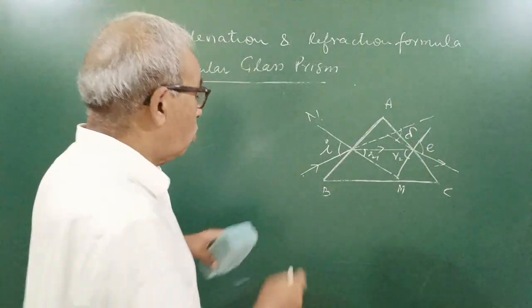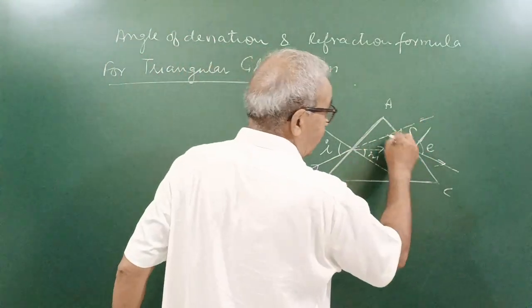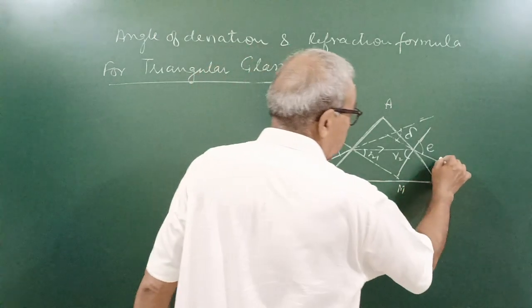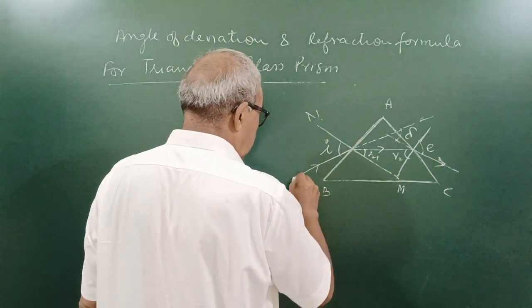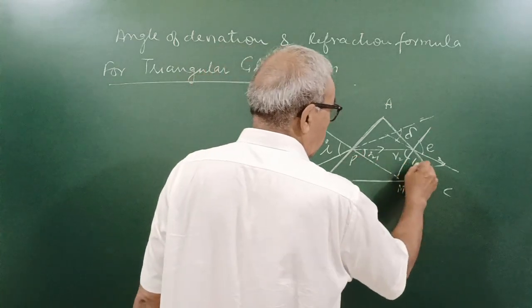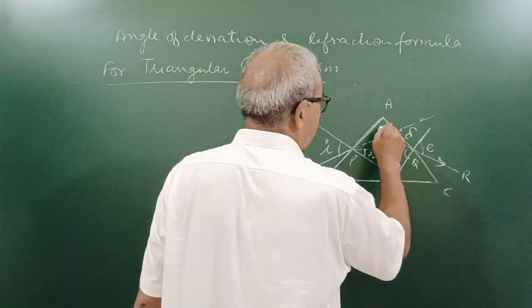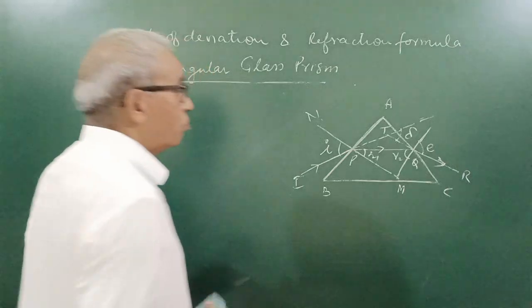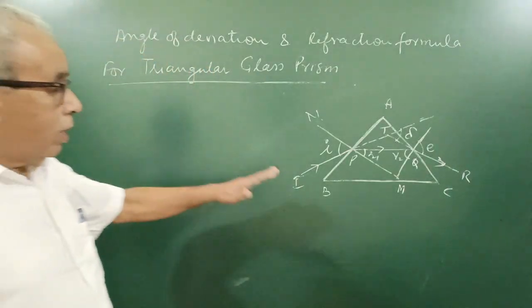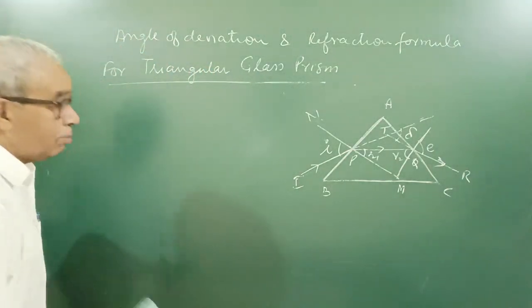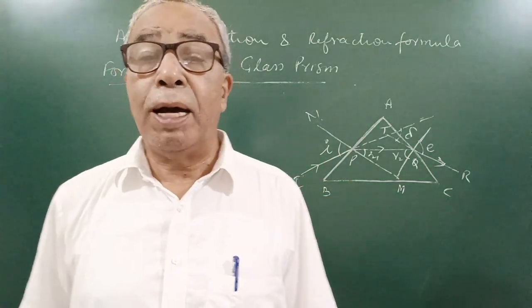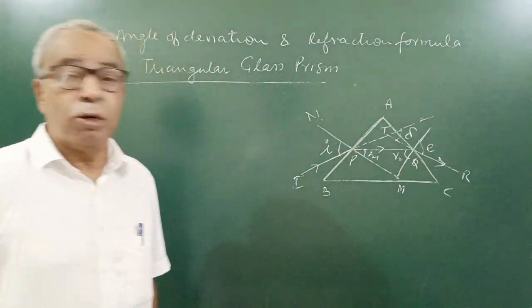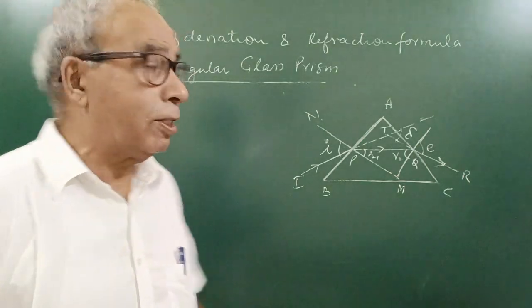Because the ray was going this way and had deviated in this direction. Let me write these names: P, Q and R. Let this point be T. So here this is important. Sometimes only this diagram is asked to draw the path of a monochromatic ray of light through a glass prism. They ask only this much.